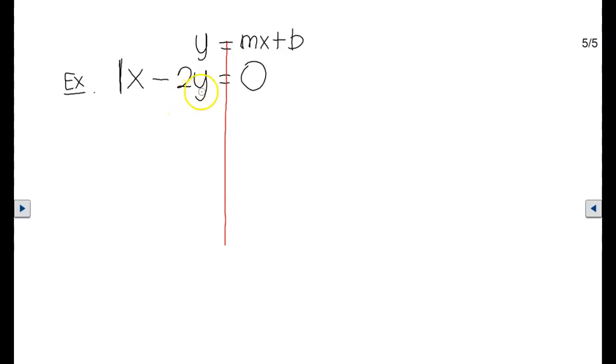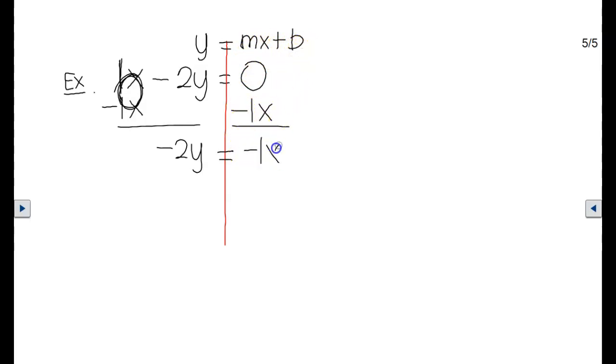So to get y alone, first come over here and let's get rid of this positive 1x. Because it's a positive 1x, to cancel it out, I'm going to do the opposite and subtract 1x. So these will cancel out. So now I bring down negative 2y. And then I want mx plus b, so I'm going to put x first, so I see negative 1x there. And then there's a plus 0 that I could put here. Y is still not alone.